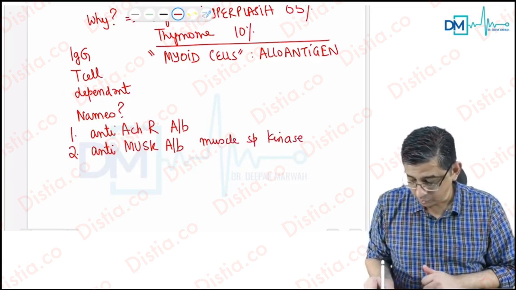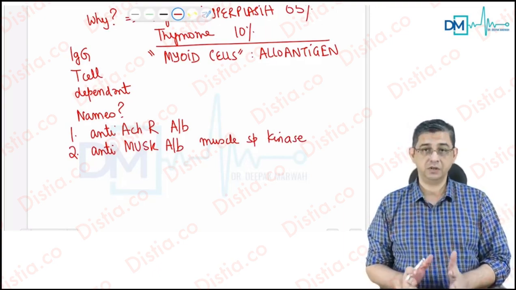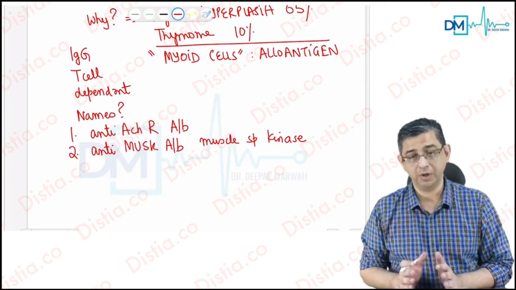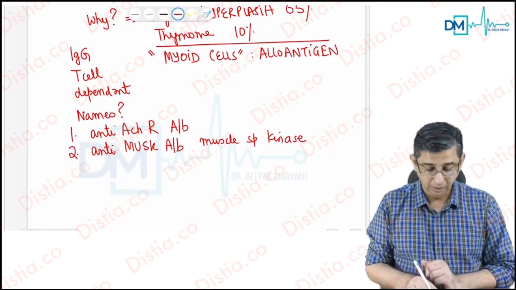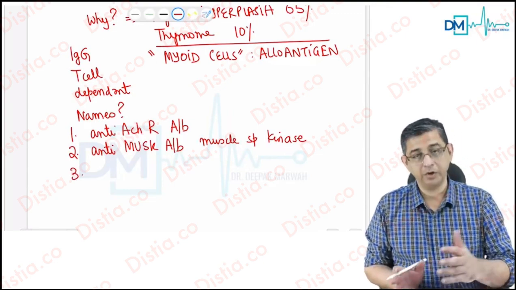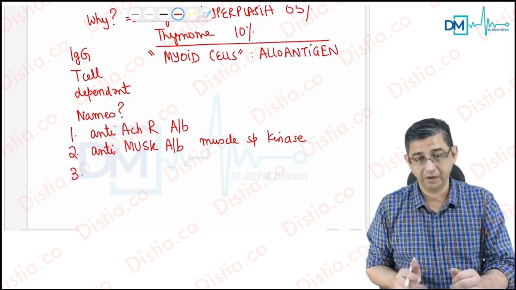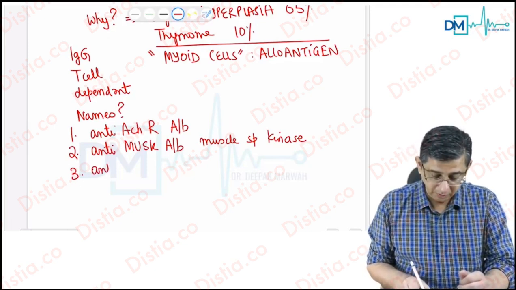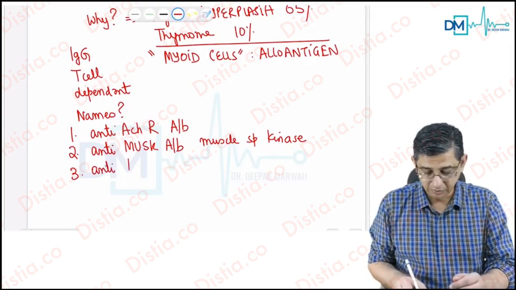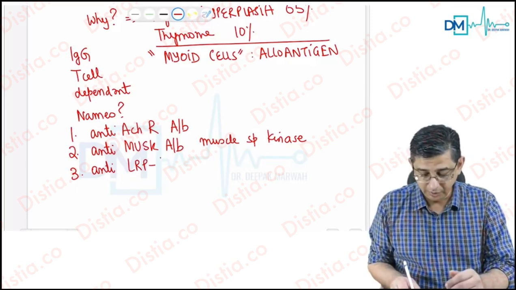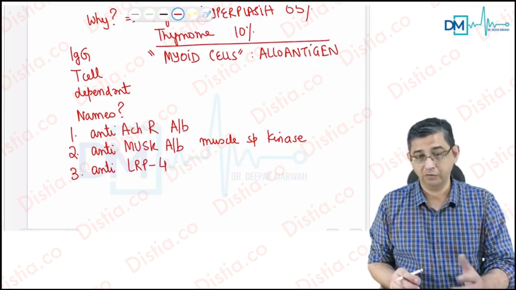This antibody is found in a total of 10% of patients of myasthenia gravis. Mostly it is found in those patients who are acetylcholine receptor antibody negative. The prevalence of this antibody is a total of 10% and it is more common in those in whom the first antibody is negative. The next special name to be remembered, third in the serial order, would be called anti-LRP4 antibody, a very peculiar name.